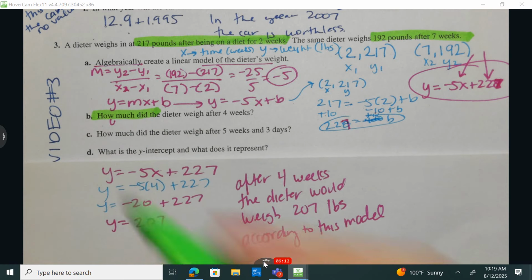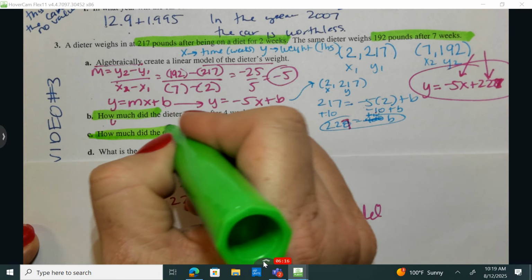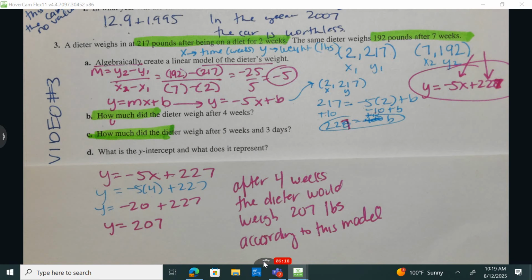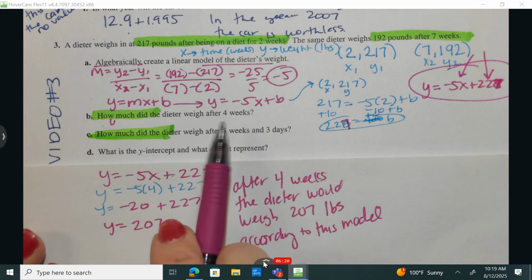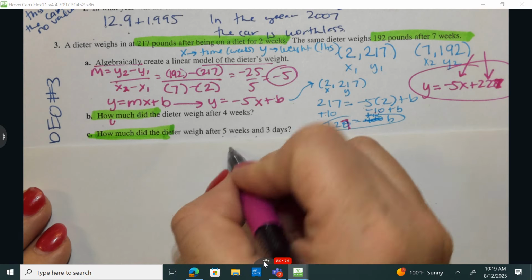Please underline what we're trying to find. How much did? So again, we want to know what is the weight. So we want to know what is that y value after 5 weeks and 3 days. Ooh, this is getting a little tricky. So here we go. You ready?